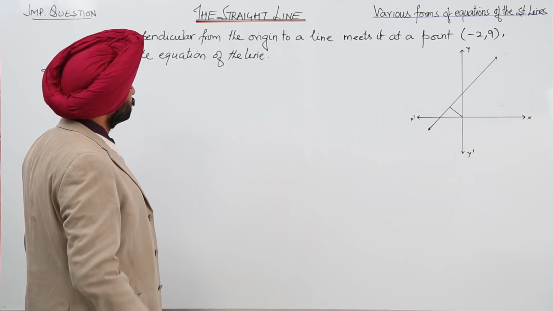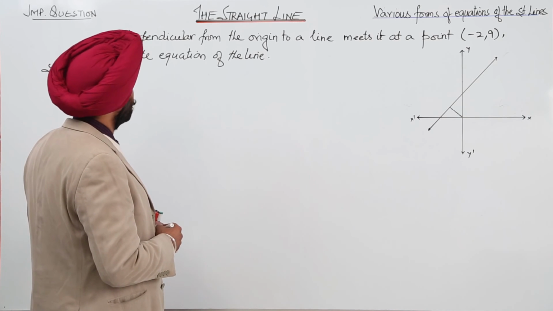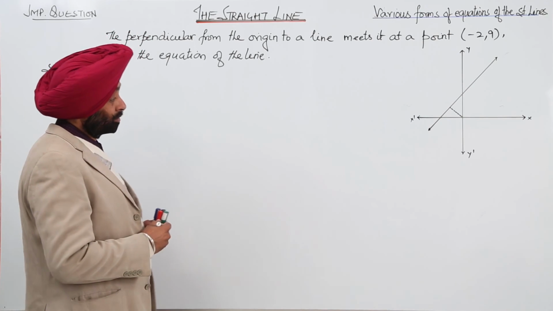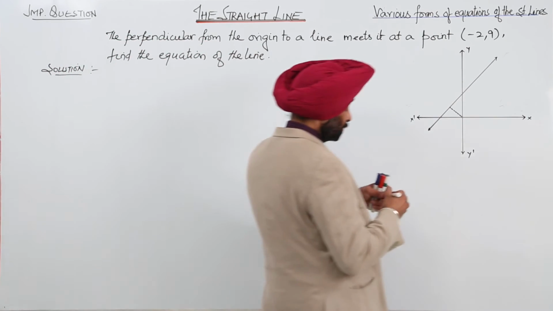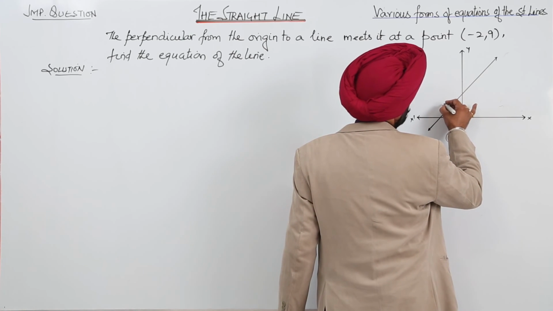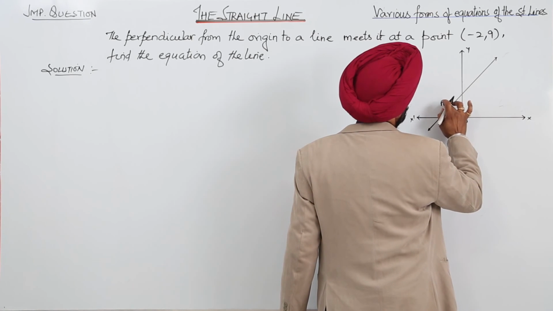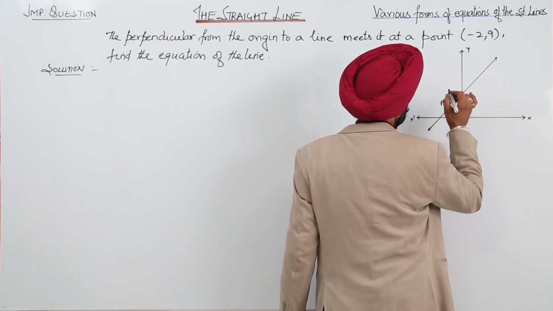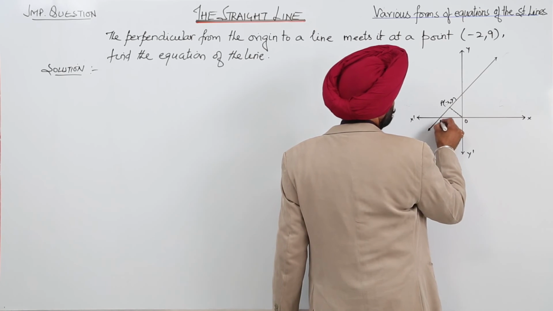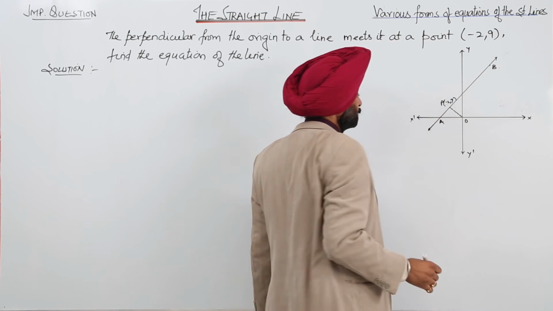Now the perpendicular from the origin to a line meets it at a point minus 2 comma 9. Find the equation of the line. Now I have drawn a figure here. Now let this point be O, this point be P, and coordinates of point P are minus 2 comma 9. Let this point be A and any point here it be B.